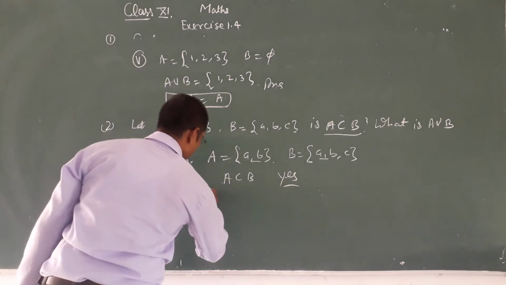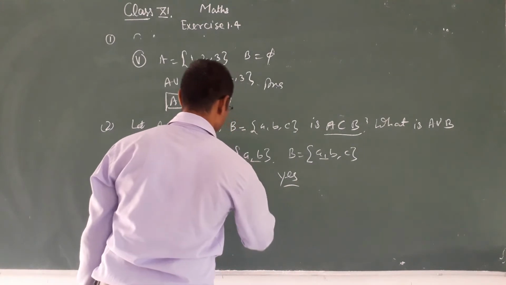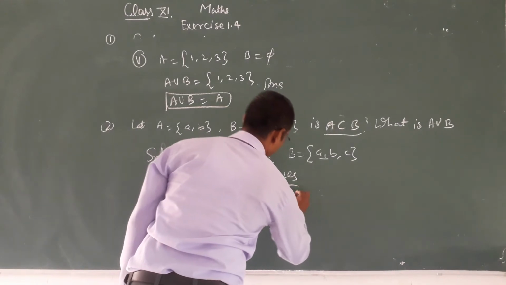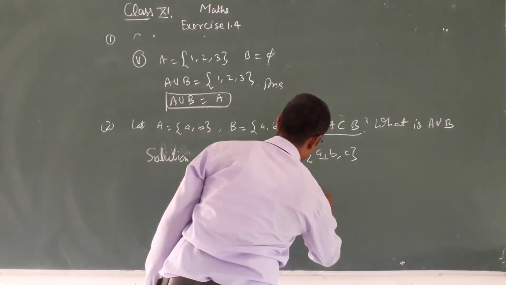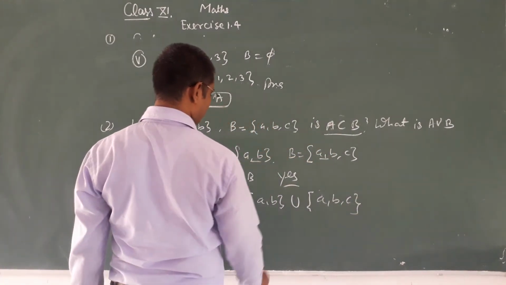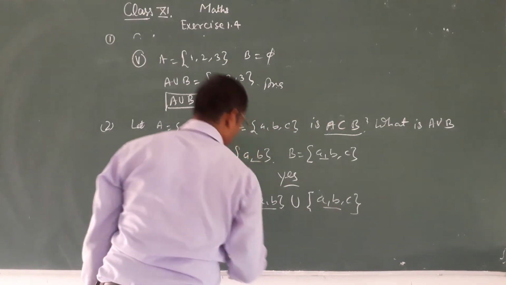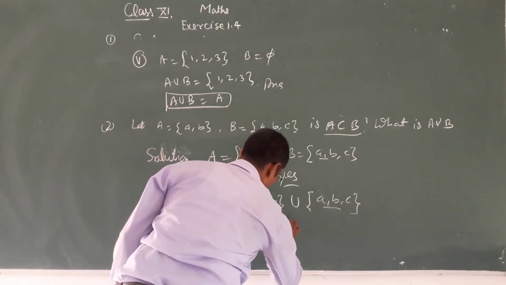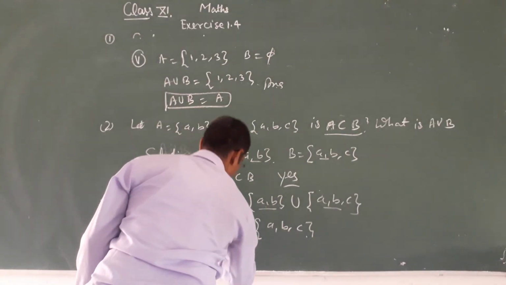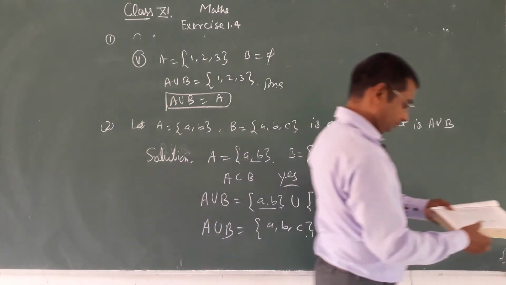And also what is A union B? A union B is equal to the set {a, b} union the set {a, b, c}. So in A union B, a and b common are written only once, in the set {a, b, c}. So this is the answer.